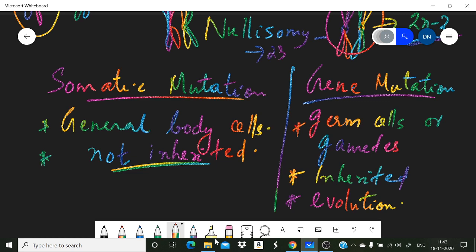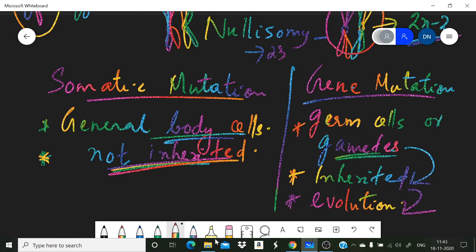Somatic mutations are the mutations that occur in general body cells, and they are not inherited. They are not that harmful, and they are not the basis of evolution. Whereas gene mutations are changes that occur in the germ cells or gametes. Because these changes occur in gametes, they are inherited and they may lead to evolution. They are the basis of evolution, and sometimes they may be harmful too.